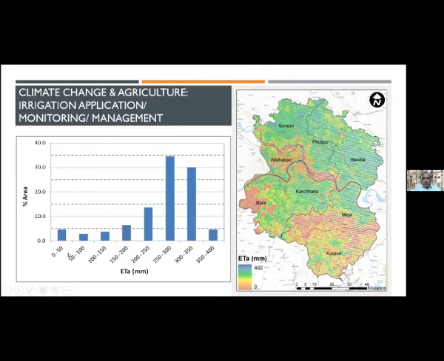This is ETa, evapotranspiration, and it is in millimeters, in depth. If you multiply by area, it becomes volume. That's how the water is supplied to the fields.